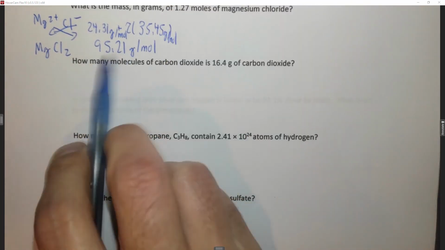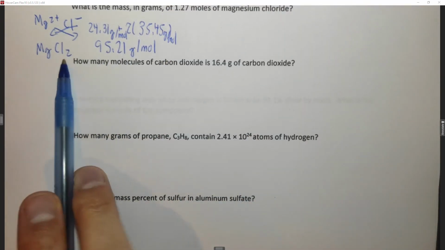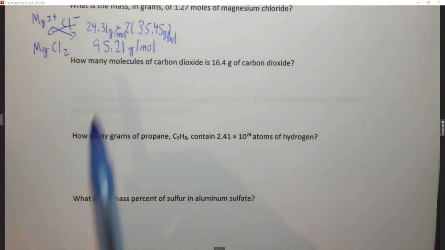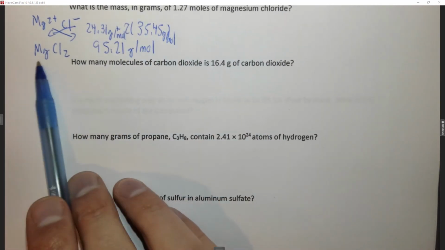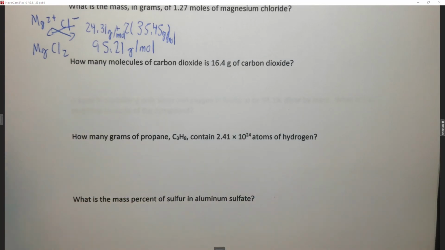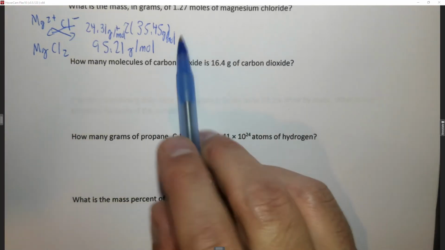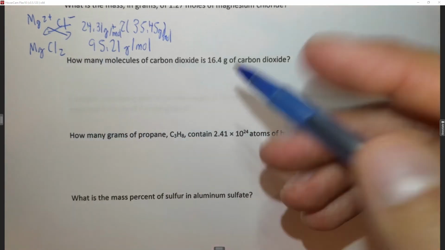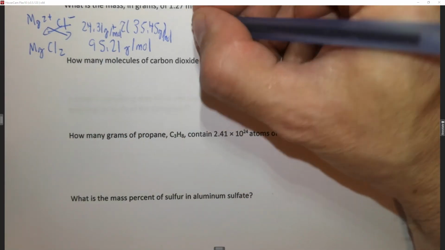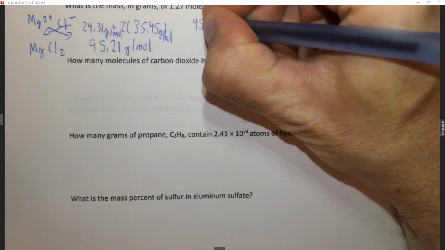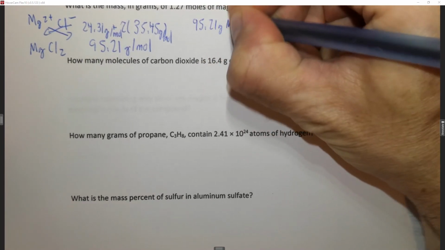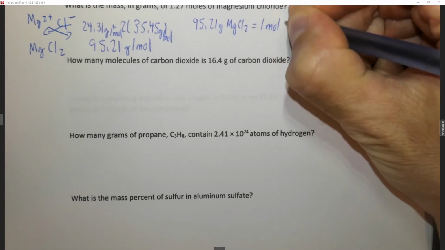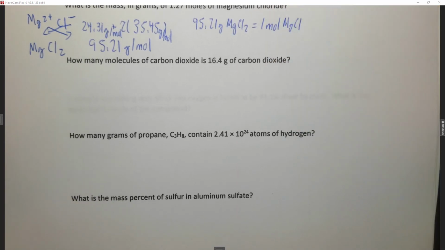So this gives us a molar mass. Essentially it's magnesium and 2 chlorines, so we take the molar mass of magnesium and add it to the molar mass of 2 chlorines. Of course, you could also Google the molar mass of MgCl2 and you'll get the same answer. So now we're starting with 1.27 moles. If we look at this as an equality, like we did in the previous question, what this means is 95.21 grams of MgCl2 is equal to 1 mole of MgCl2.